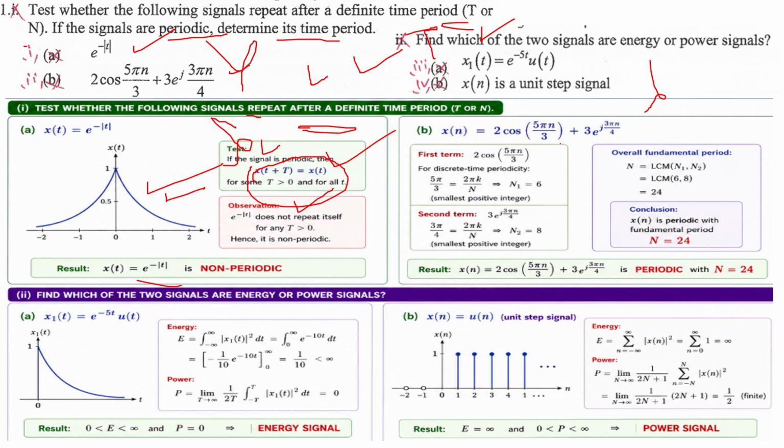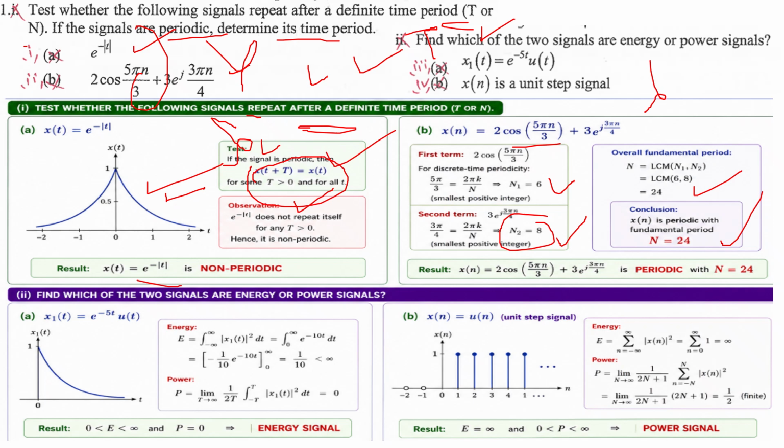For the second question, this is a sum of cosine terms, with the second being 3 e to the power j something. If you put the same condition, since this is discrete now, x[n + N] should be equal to x[n], then you can get the periodicity. The first part will be periodic with N equal to 6, and the second part will be periodic with 8. So if we take the LCM now, N will be 24. So this is a periodic function, right?